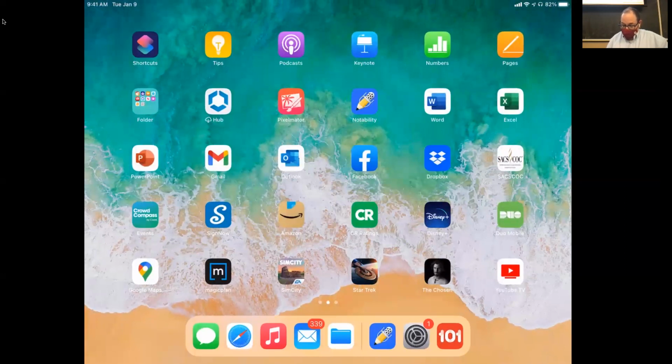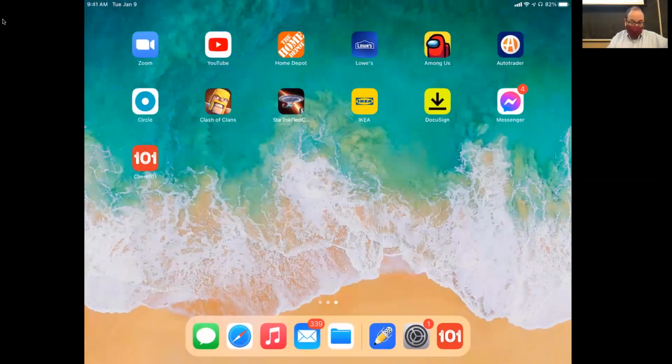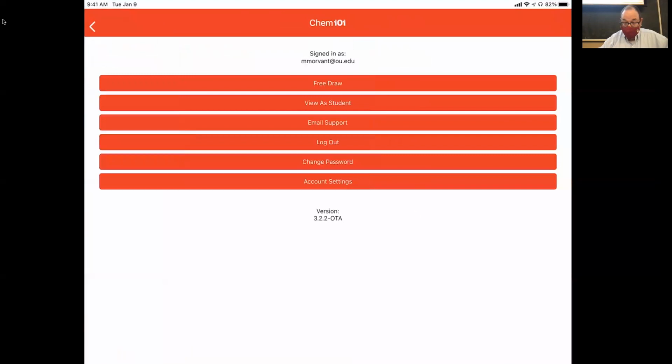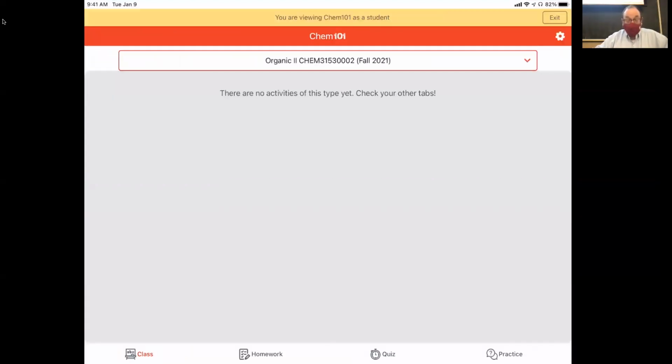So we've got a couple of things. One is that I did find an online homework system. That's this Chem 101. Okay. This is my view of it. You can get the app. It works on phones. It works on computers, and so forth. Let me change it over to your view. This is what your view would look like when you come in.